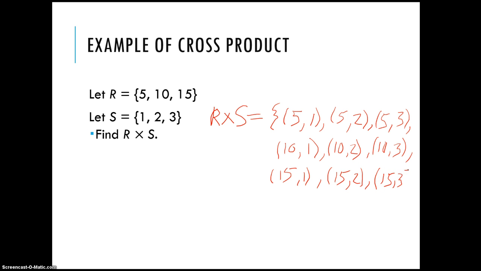Notice that the order is important here, and I need some parentheses in there. The order is important. Since this is R cross S, I had to put the ordered pair for R in the front, so that's why the 5s are in the front, the 10s are in the front, and the 15s are in the front. And then the S came second, so those go with the second. And you'll notice that there are 9 total pairs here in the cross product.